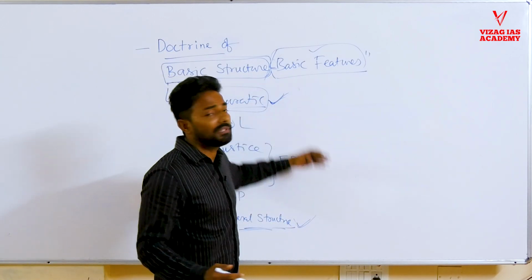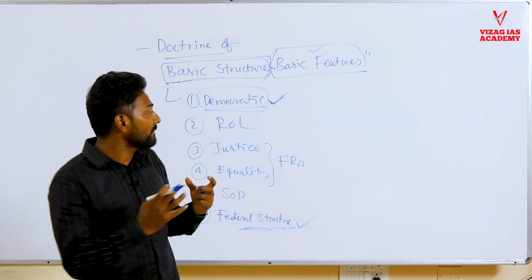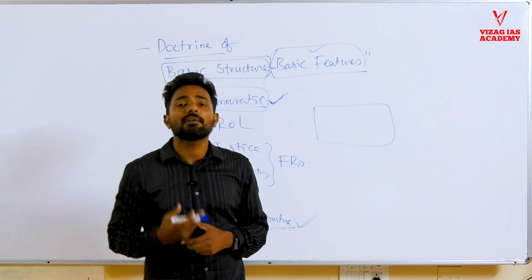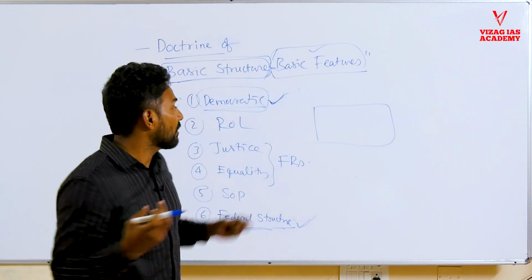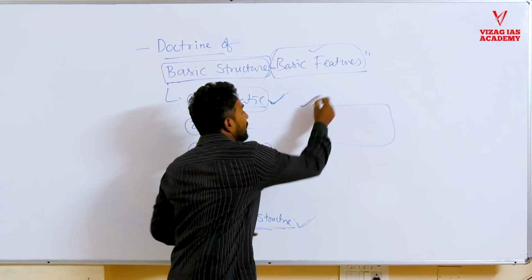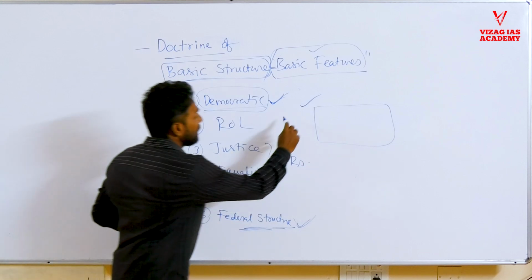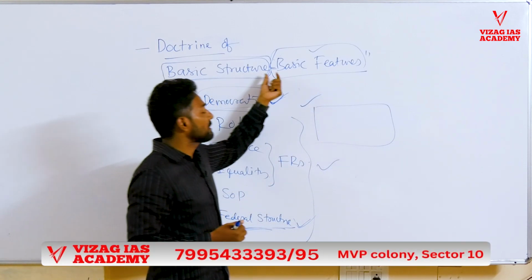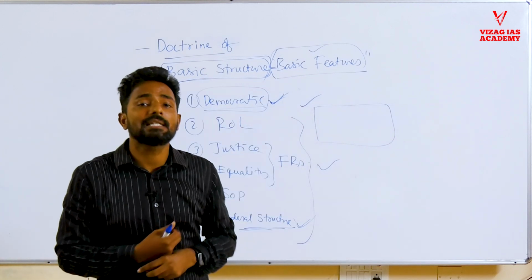If we remove any of the basic features, the essence of the constitution will be lost. The spirit that the constitution makers, our forefathers, imagined will be lost. So we have to continue that spirit. These are the basic features, and we should not remove them from the constitution, in order to protect its sanctity.